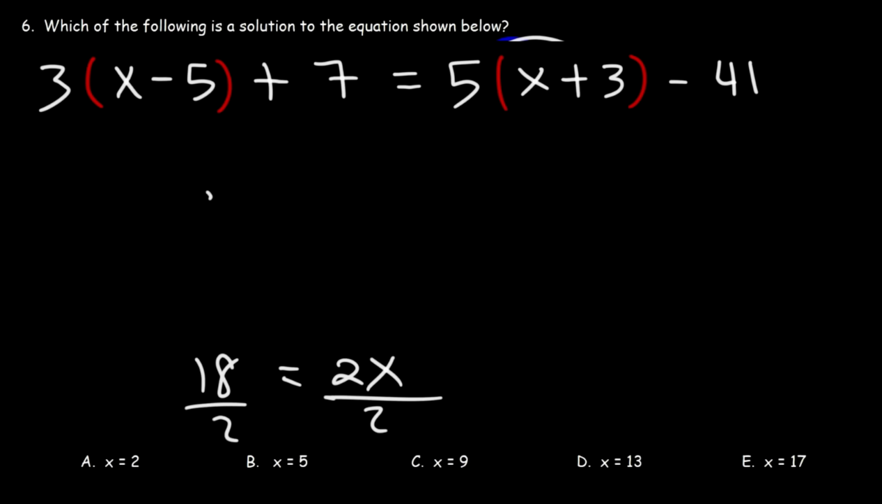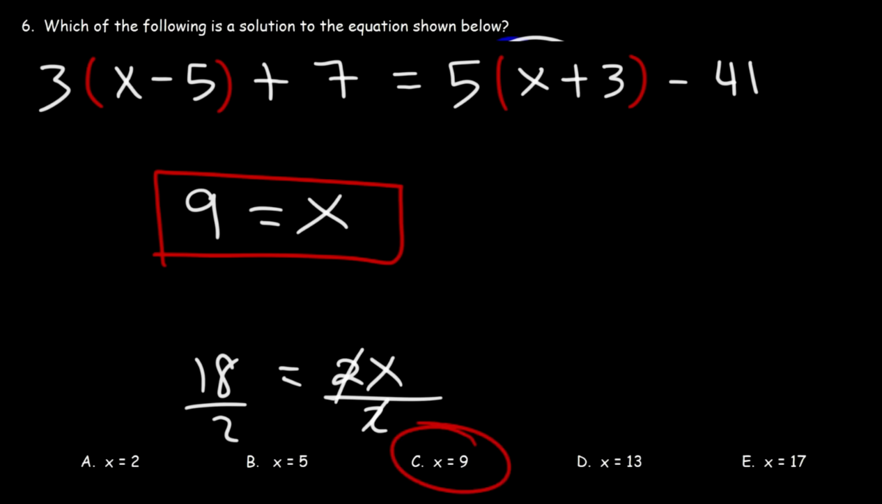18 divided by 2 is 9. 2x divided by 2 is x. And so we get the answer x is equal to 9, which means answer choice C is the answer.